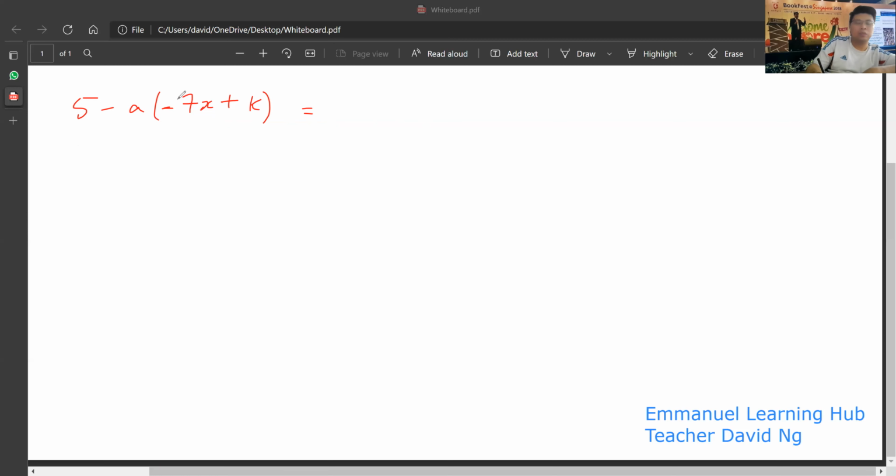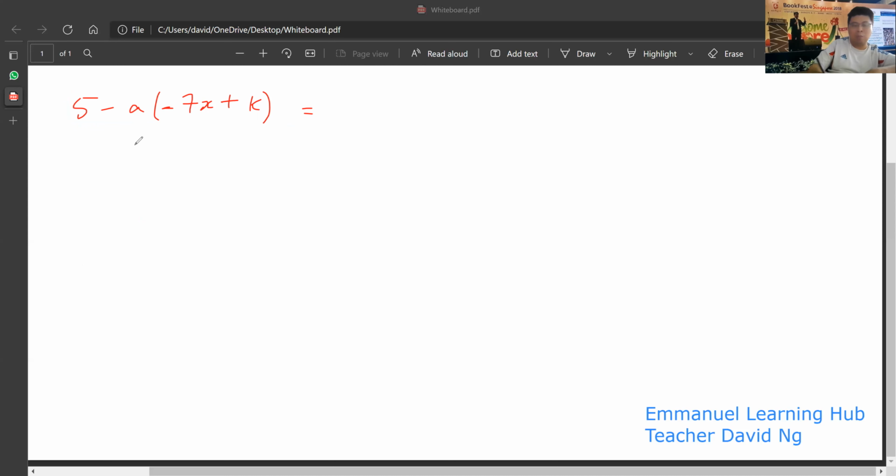Okay, ask yourself a question. 5 times 7 or 5 plus 7? This thing in the bracket, right? Are they multiplying by a only, or are they multiplying by this whole thing? They are only multiplying by a. If they are multiplying by the whole thing, the question will be like that. But the question is not like that. The question is like that.